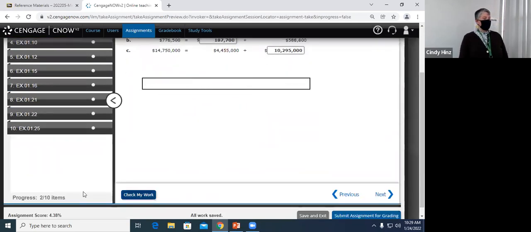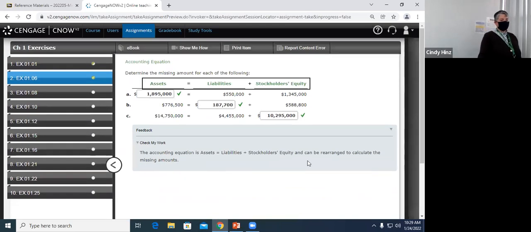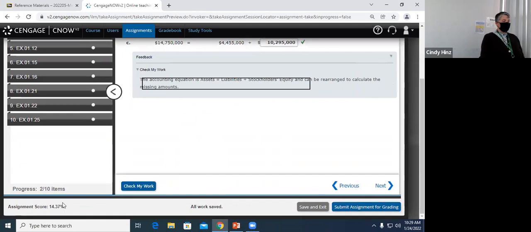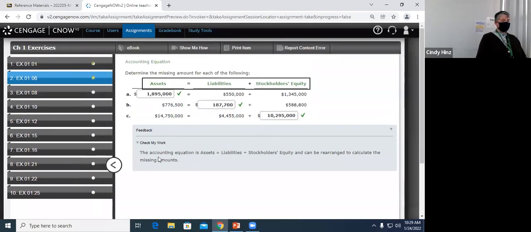And then once you're done, you can click the check my work button. Should have all green check marks. Also, you'll notice down at the bottom left-hand corner of the assignment, you can see your score. There's 10 exercises for each chapter, so each exercise is worth 10% of the grade. Even though some of the exercises take longer and are bigger than other exercises, they each have the same quantity, or the same percentage, 10% of the grade for the assignment.